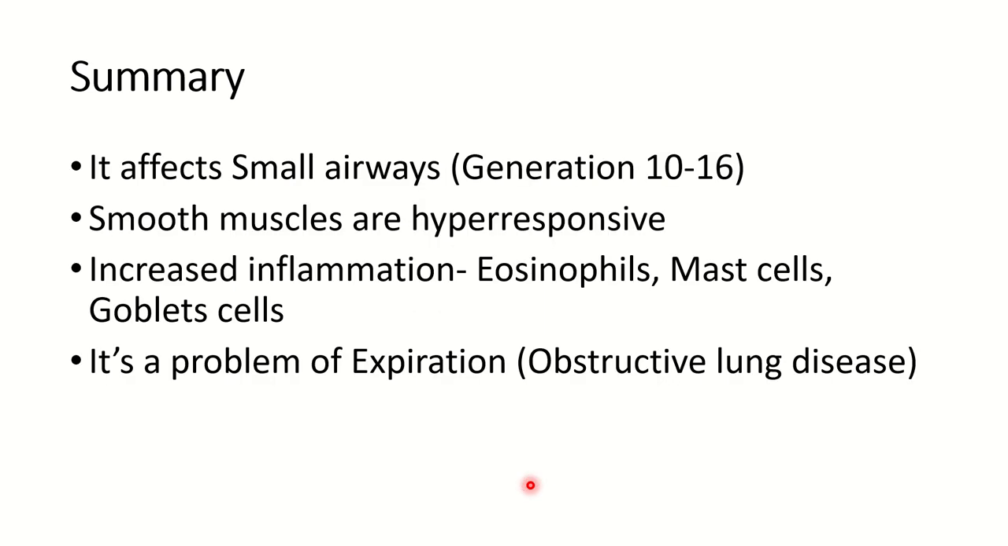Just to summarize, it affects the small airways, remember, generation 10 to 16, and smooth muscles are hyper-responsive here. There is increased inflammation, typically eosinophilic inflammation, and the goblet cells are increased in number, and the goblet cells will produce excessive mucus. Asthma is an obstructive lung disorder, so it's a problem of expiration. In asthma, the characteristic features are bronchoconstriction. You have understood now why the smooth muscles are hyper-responsive: the initial tone itself is very high in asthma patients, so they easily undergo bronchoconstriction.